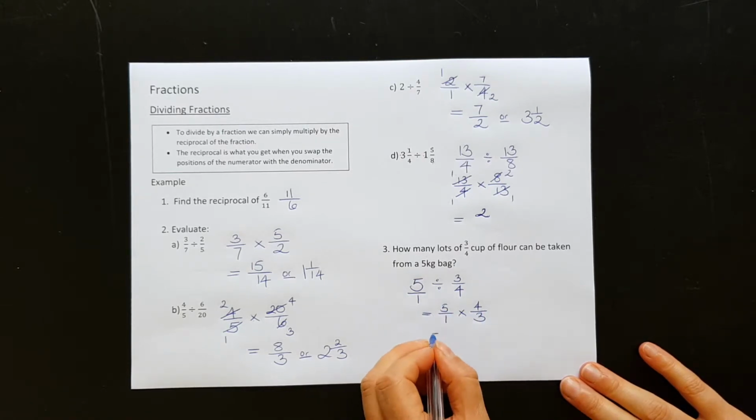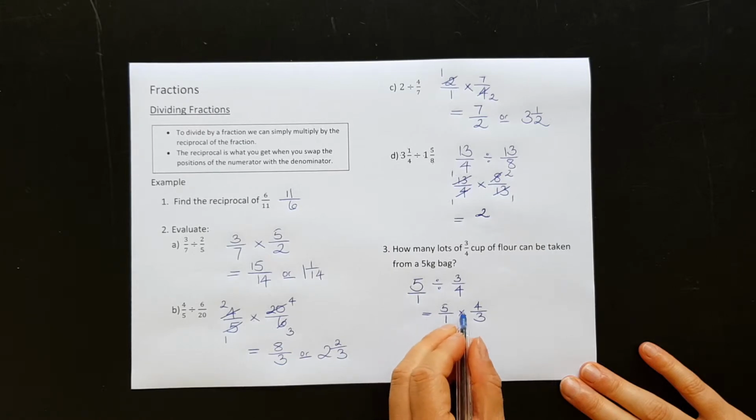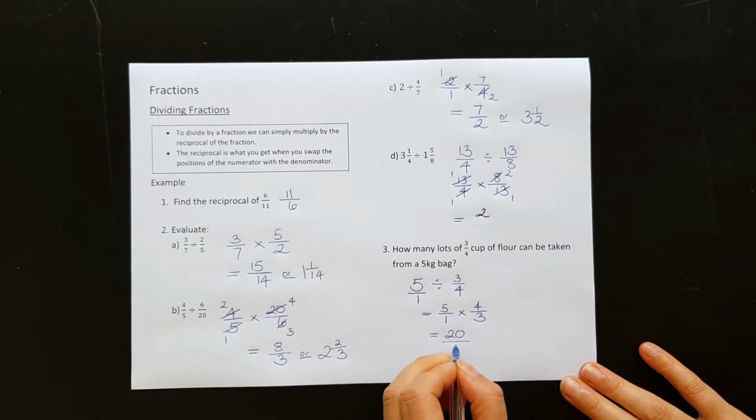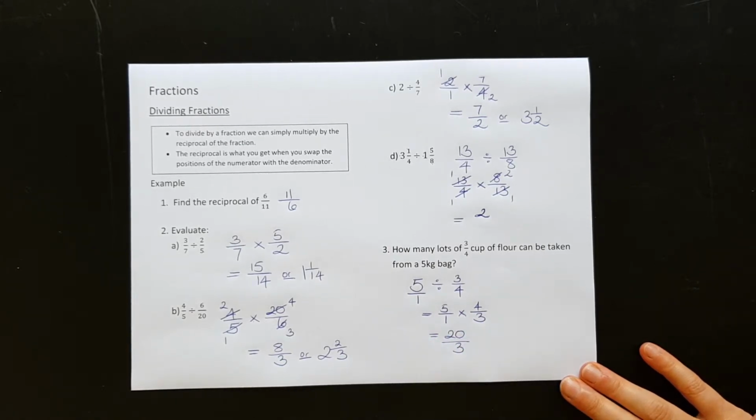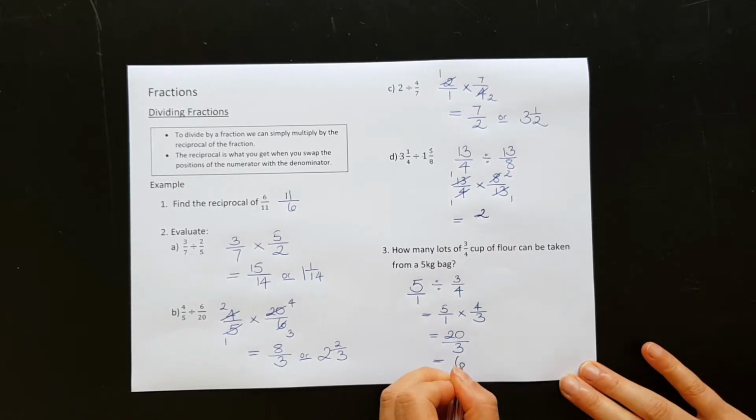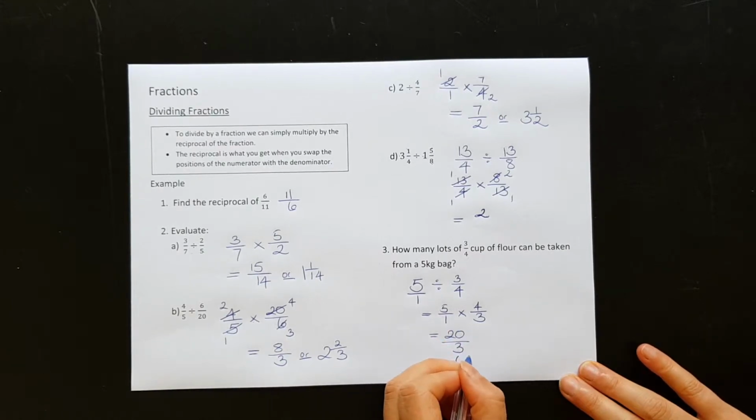There's nothing that can be simplified here, so let's multiply. 5 times 4 is 20, and 1 times 3 is 3. How many times does 3 go into 20? Well, 3 6s are 18. That's going to be the highest 3 times table we can get there. So it goes 6 times with a remainder of 2, because 18, 19, 20, that's 2 left over out of 3.